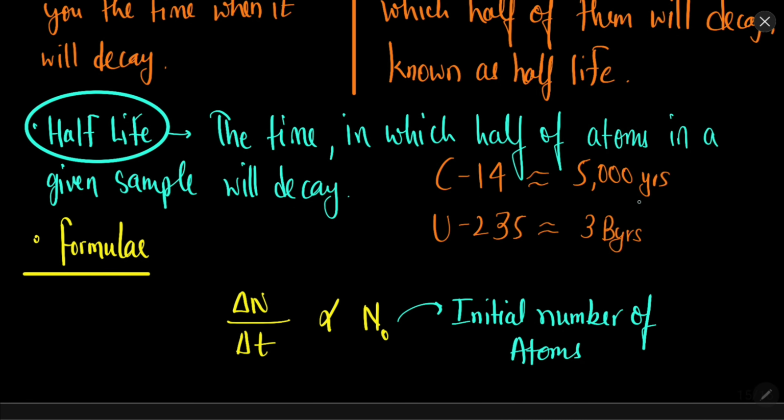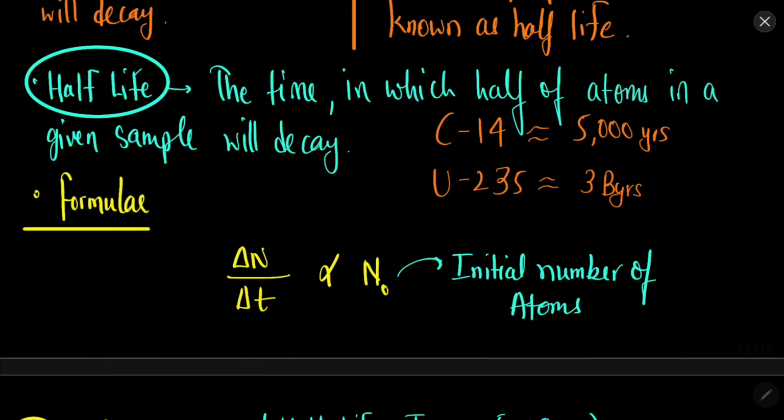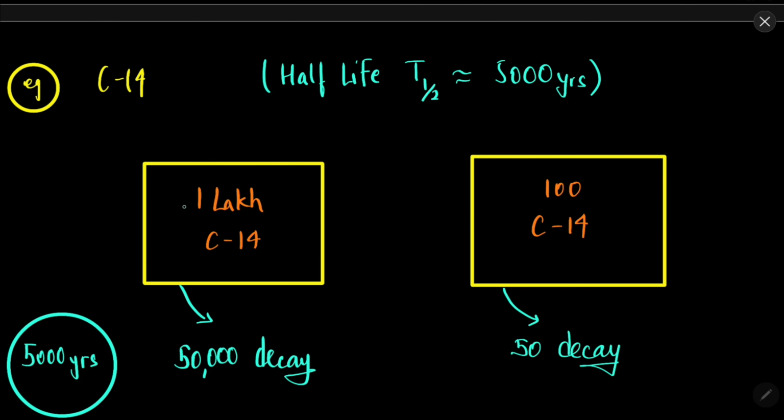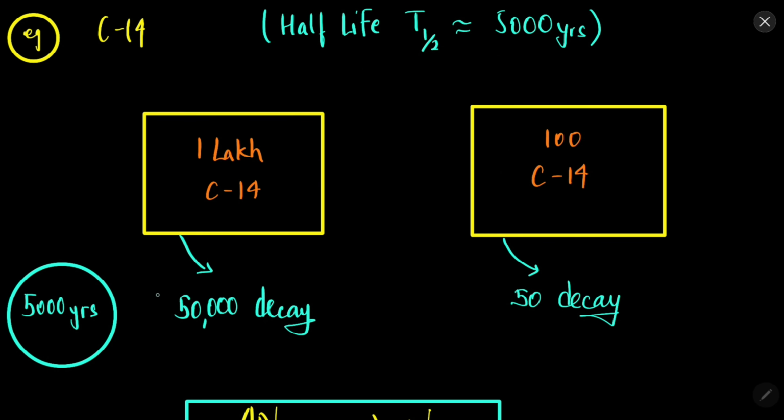So the half life of carbon 14 is around 5000 years, and the half life of uranium 235 is around 3 to 4 billion years. Now let's discuss a few formulas. So this is the rate of decay. Rate of decay depends on the initial number of atoms. So the more the atoms, the more will be the decay. It's quite simple. For example, if you have 1 lakh carbon 14 atoms versus 100 carbon 14 atoms, in 5000 years half will decay, so that is 50,000 will decay here. Only 50 will decay here. So the more the particles, the more will be the decay.